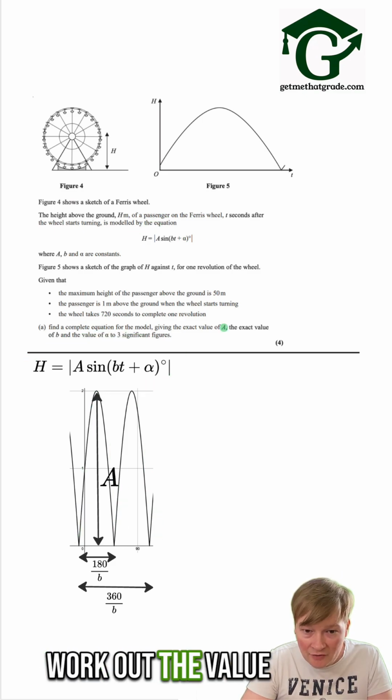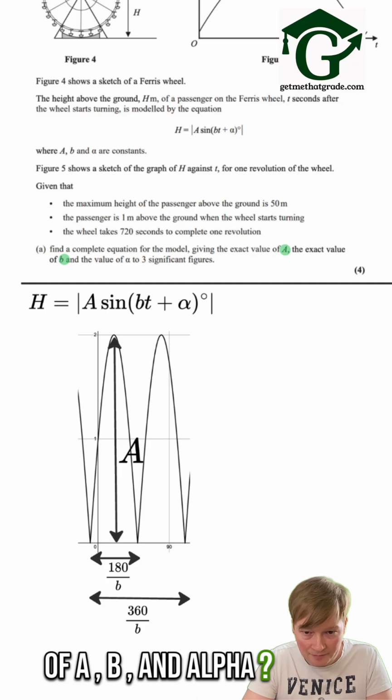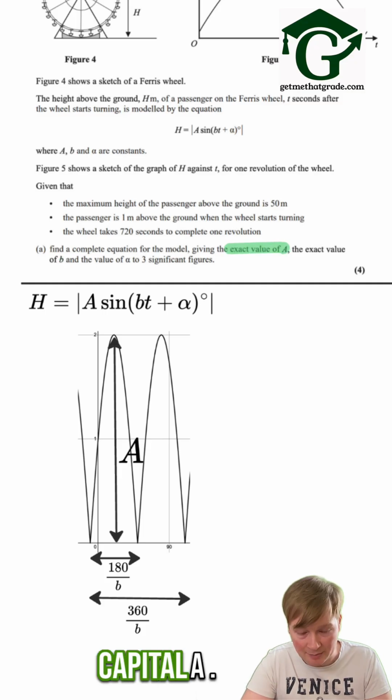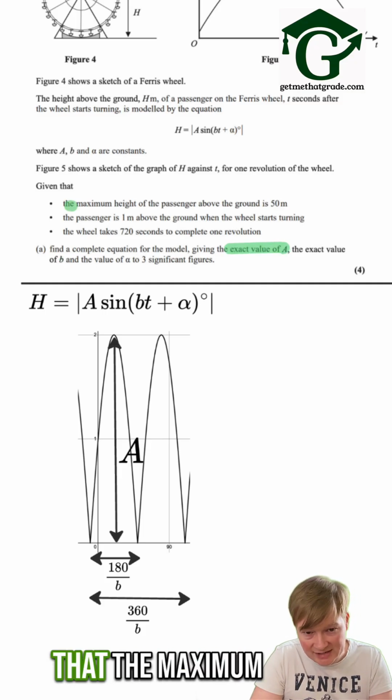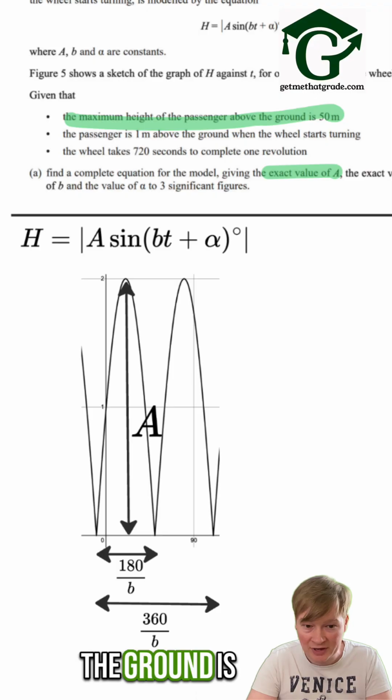So how can we work out the value of a, b, and alpha? Let's start with the exact value of capital A. Well, in the question it says that the maximum height of the passenger above the ground is 50.